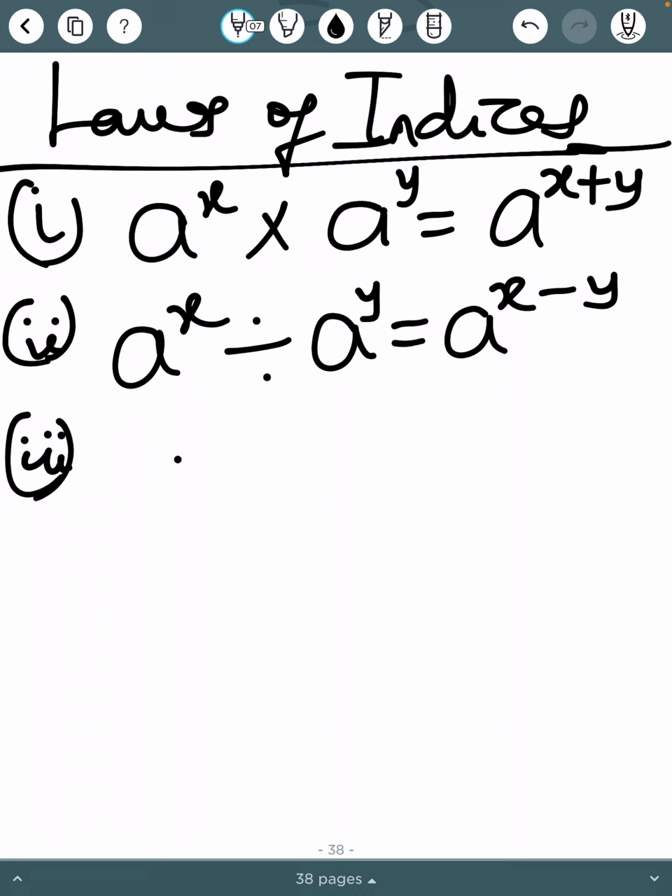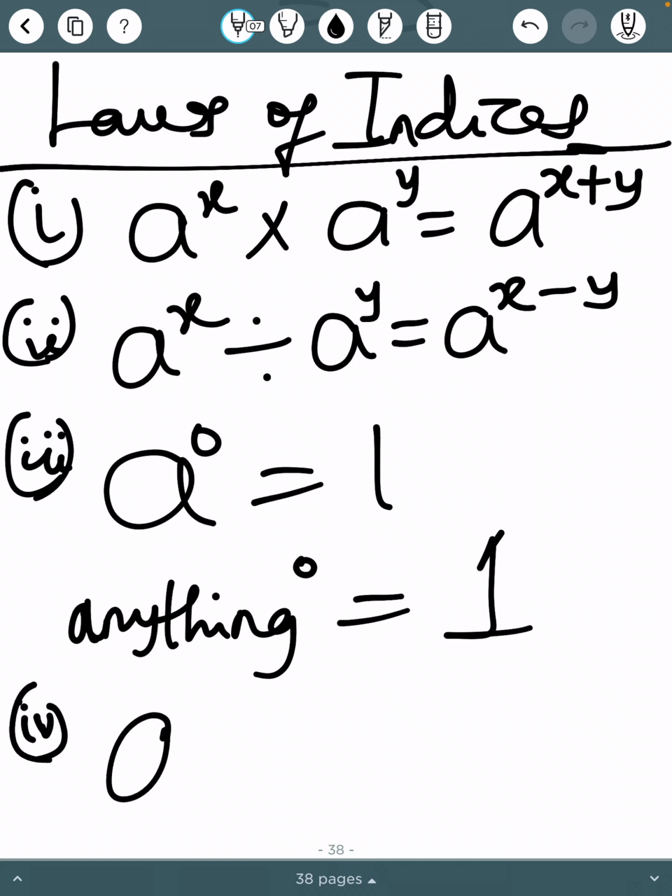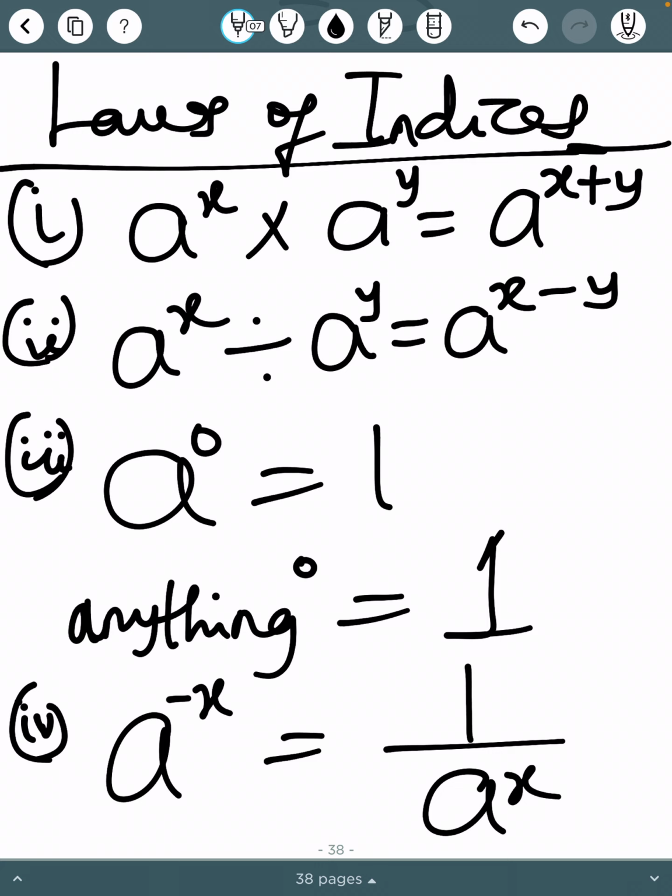Third law says a raised to power 0 is equal to 1. In fact, anything raised to power 0 gives us 1, whether negative, positive, big or small number. Anything raised to power 0 gives 1. Fourth law says a raised to power minus x is the same thing as 1 over a raised to power x. So this means a negative index just means 1 over a raised to the positive index here. So this is another very important law of indices.